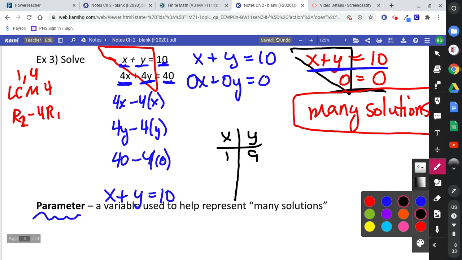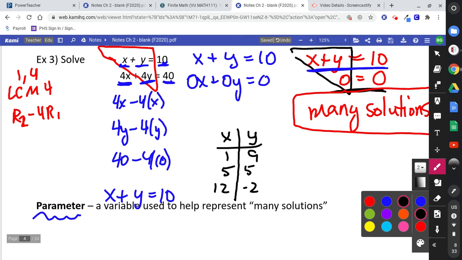You can think of more. Let's say x is 5, y must be 5. If x was 12, y must be negative 2. You could do fractions, you could do decimals. There's a lot of solutions. There's a lot of things that you could do. It would take us forever to name them all, and we'd never get there, okay? We would never get them all.